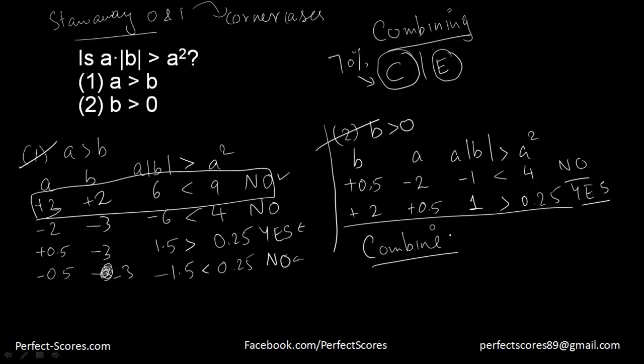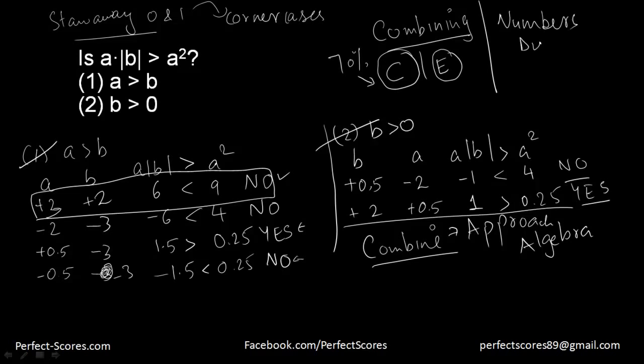That means when you combine the statements, your approach should be to use algebra rather than numbers. That should be your approach, because numbers is disproving and algebra is proving. I think we have discussed that you use numbers to disprove something, right? But when you want to prove something, you use algebra. So now your objective should be to actually try to logically think out the question, right?